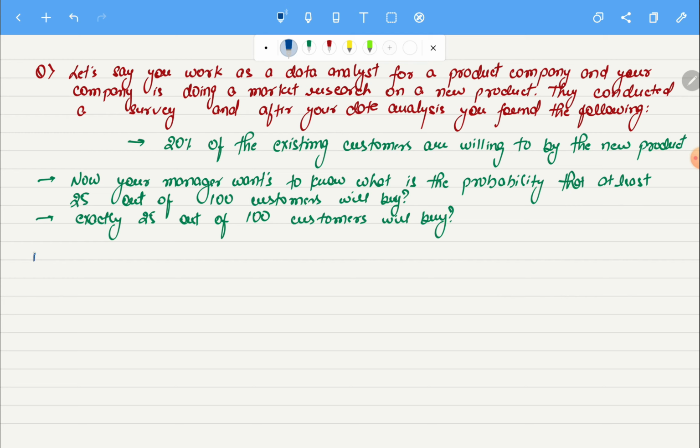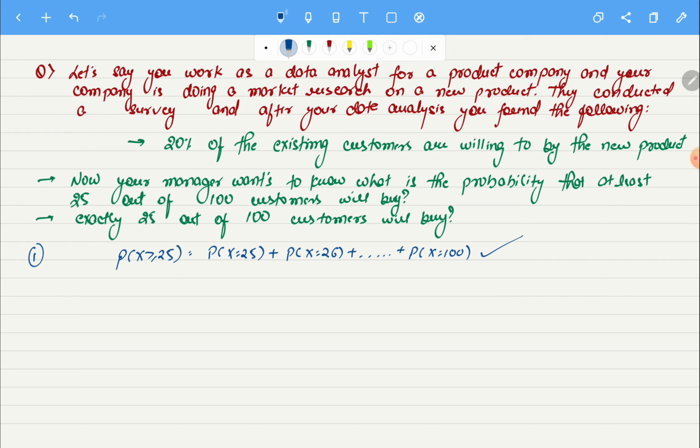So for the first one, what we can do is to find the probability of at least 25 out of 100 customers will buy the product. We need to calculate the probability of 25 or more customers buying the product. This can be done by adding up the probabilities of all possible outcomes where 25 or more customers buy the product. So this can be written as this equation.